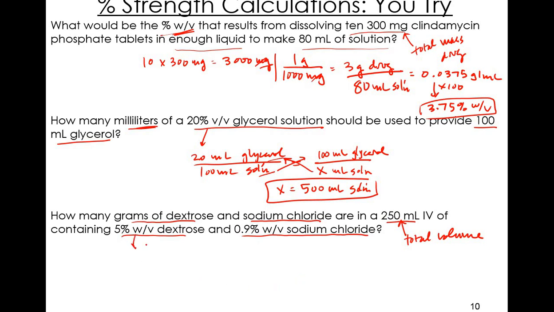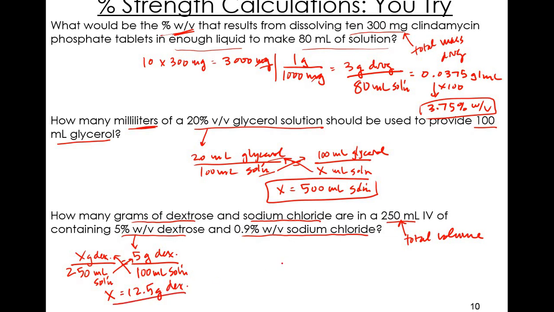So knowing that, we can set up proportions for each. 5 grams dextrose per 100 milliliters of solution, and we want to know how many grams of dextrose are in a total volume of 250 mils of solution. So that's a proportion. We'll cross multiply, and X for that is 12.5 grams of dextrose. So that's one answer.